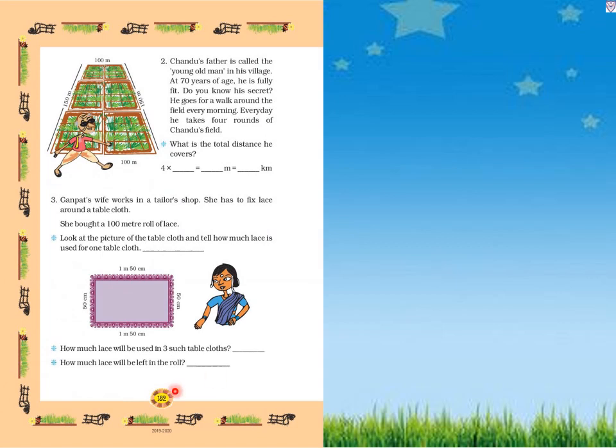Now next page, page number 152, number 2. Chandu's father is called the young old man in his village. At 70 years of age, he is fully fit. Do you know his secret? He goes for a walk around the field every morning. Every day he takes 4 rounds of Chandu's field. Okay, this is Chandu's field. His father takes 4 rounds daily around this field. So what is the total distance he covers? So how much distance does he cover daily?